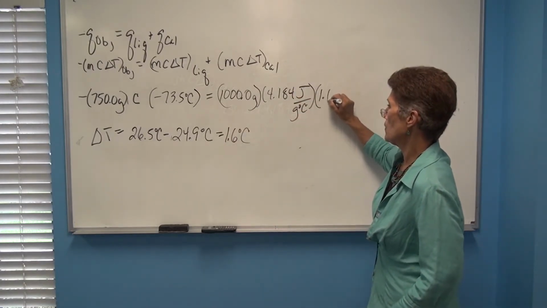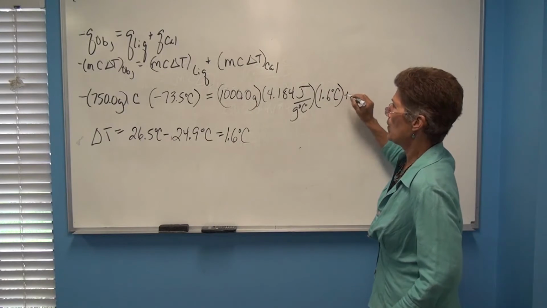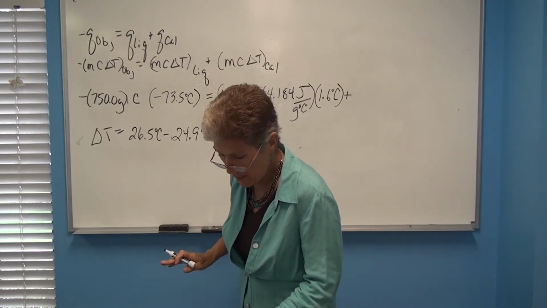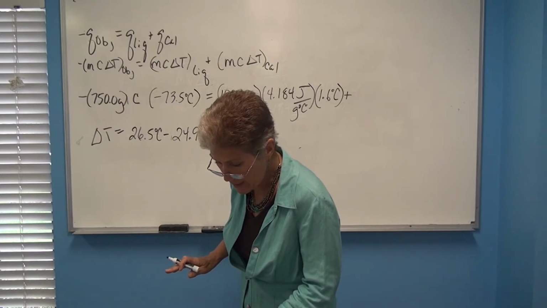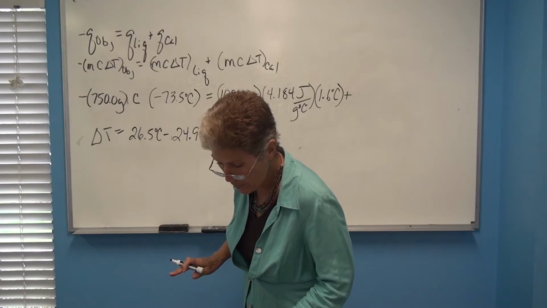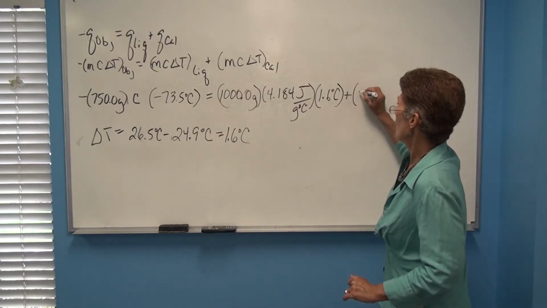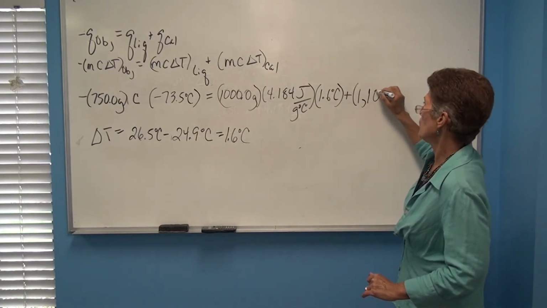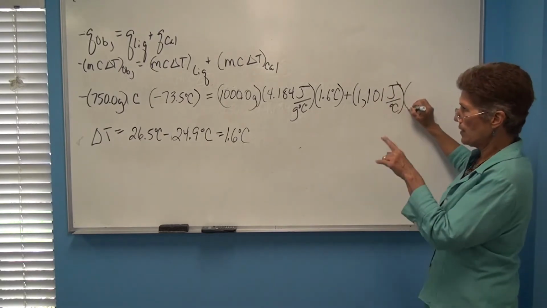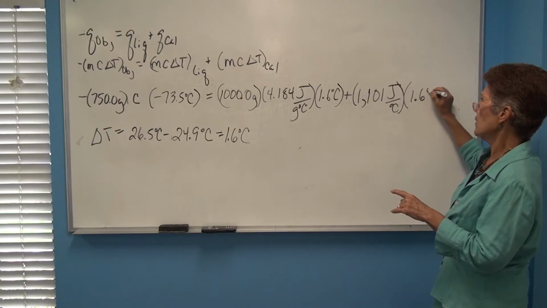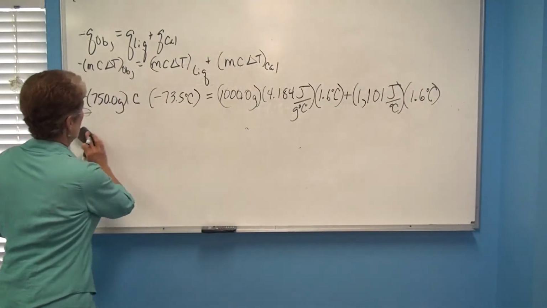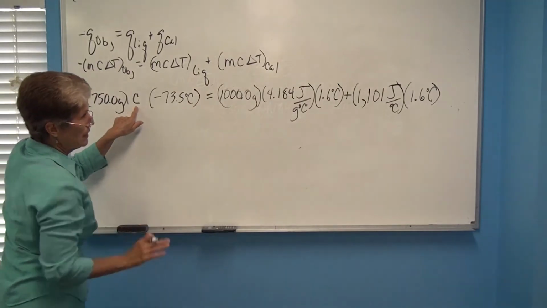So 1.6 degrees Celsius, and then we are given the heat capacity, which is the mass times C, the specific heat, for the calorimeter. So that is 1,101 joules per degree Celsius. And then the temperature is the same as the liquid. Okay. That is your setup, and you're solving for C.